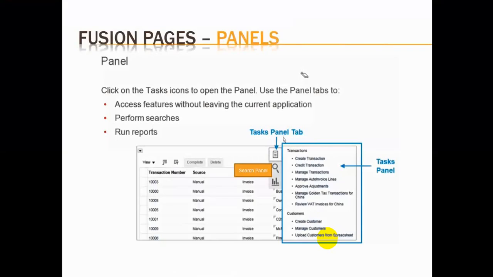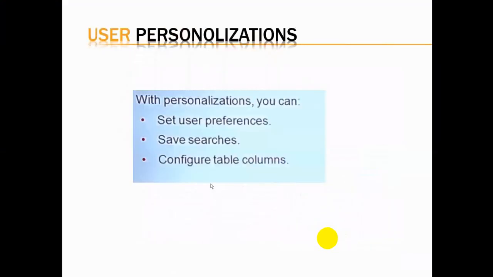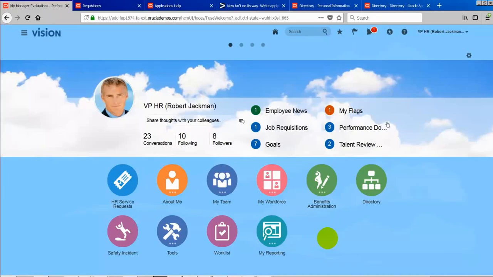We have the task panel tab, we have the tasks panel, we have a search panel here, and we have reports as well. You can click on the task panel to open the panel, and you can use the panel tabs to access features without leaving the current application, perform searches, and run the reports. We can do all that.